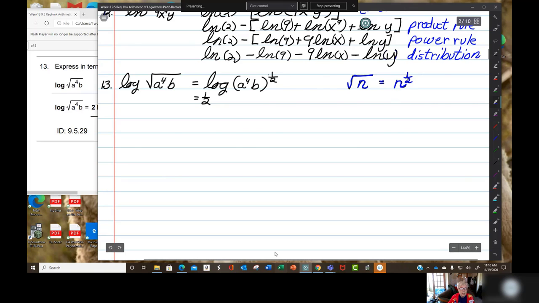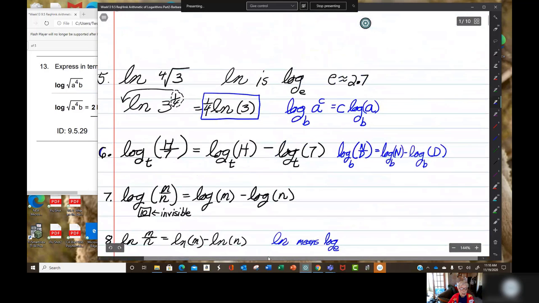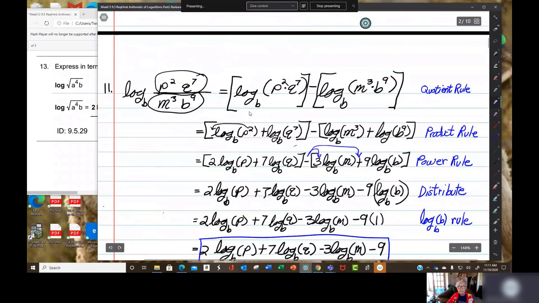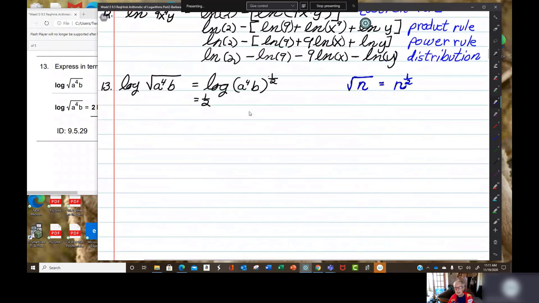Just like back here, where we had the fourth root of 3. Well, the fourth root of 3 is the same thing as 3 to the 1/4 power. So that's how we brought 1/4 down in front of ln of 3. It's just a different way of writing the same thing. What were you going to say? I was like, gotcha. Okay. But thank you for saying that because it made me make another note for other people who forgot that.